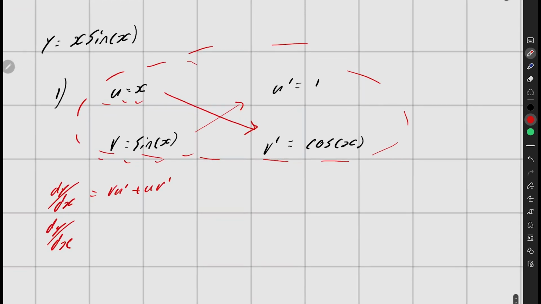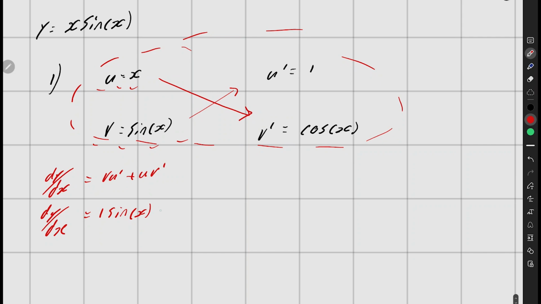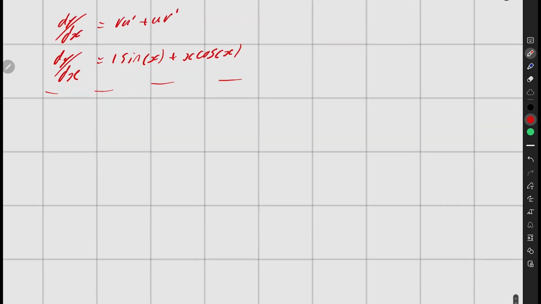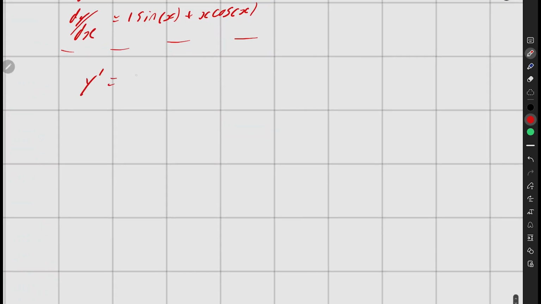Okay, so we can write this out. We know v u dash is sine x times 1, which is 1 times sine of x, which is just sine of x, but I'm going to write down the whole thing. And then we're going to be adding u times v dash, so we're going to have x times cosine of x. And that's all there is to it. That's what the product rule is. Then we can simplify it down a bit more. So we know our derivative is going to be equal to sine of x plus x cosine of x. So that's the product rule, a basic introduction to it.